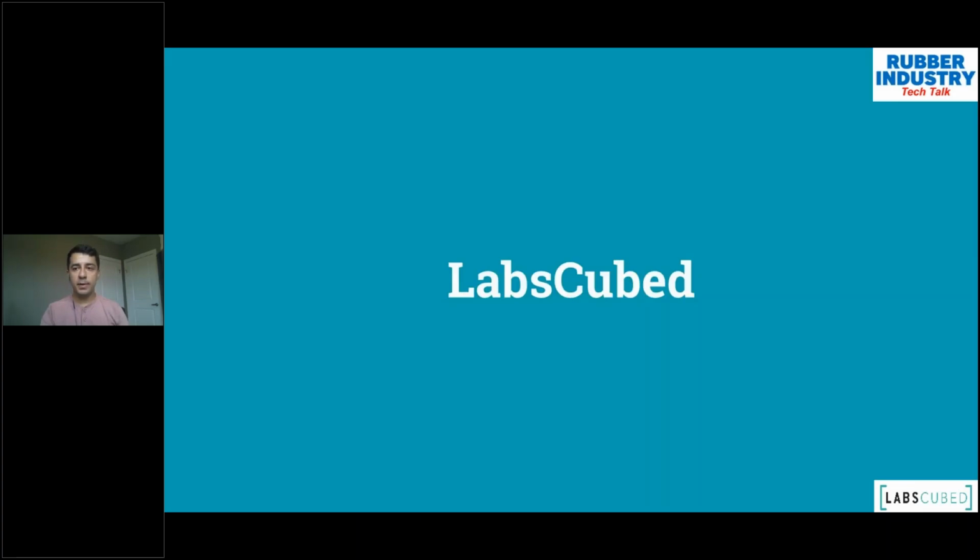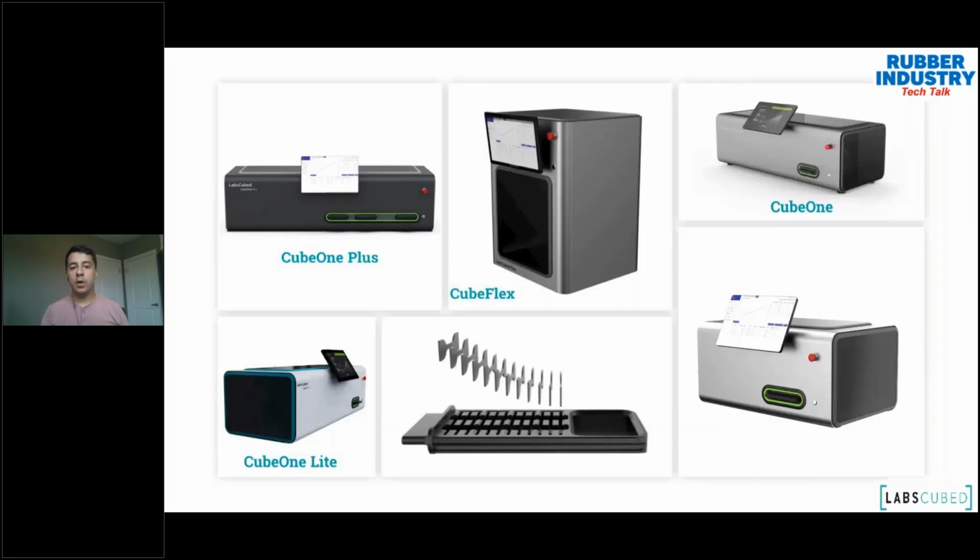So a little bit about ourselves. We build actual hardware that goes into labs to automate testing. Specifically in the rubber industry, it's tensile testing, tear testing. And our goal is very simple. It's to make really easy to use, affordable testing in a box. So you don't have to retrain your team. You don't have to change the way you do anything.